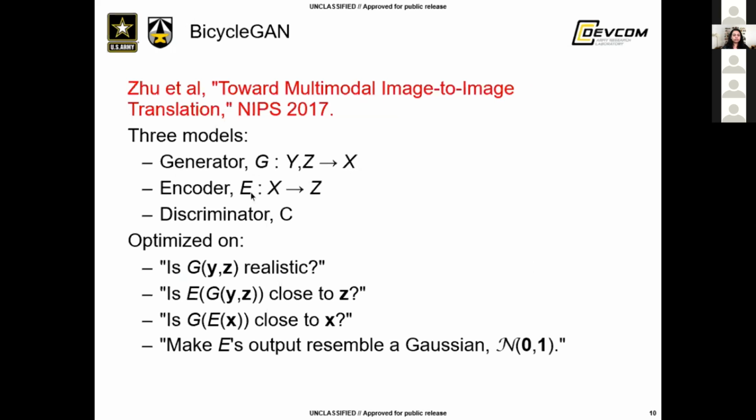set point X. There's an encoder that goes the opposite direction, but you'll note that it's not symmetric. It doesn't have the conditioning information as an input, so it's just trying to go from data space directly to latent space. And then a discriminator whose job it is to make the generator learn realistic outputs. And without writing down a bunch of math, it's optimized on whether or not the generator can produce realistic outputs, whether or not the two models can invert one another. So if E of G is the same as the original input and vice versa, and whether or not, as with the variational autoencoder, the encoder outputs a point cloud that's close to our desired prior distribution.